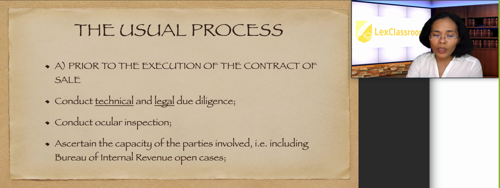Now you have to ascertain also the capacity of the parties prior to the execution of the contract, because it's possible one could be a minor or has a mental incapacity or is under guardianship, or even the seller has open cases in the BIR. This means that there were prior transactions, or the seller has a business and is not compliant with the payment of taxes.